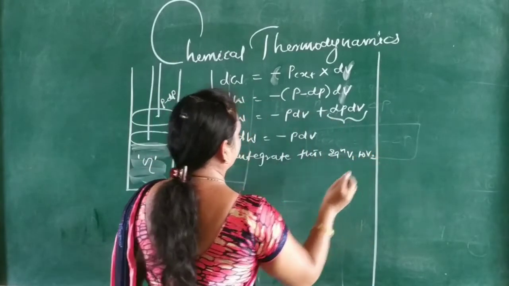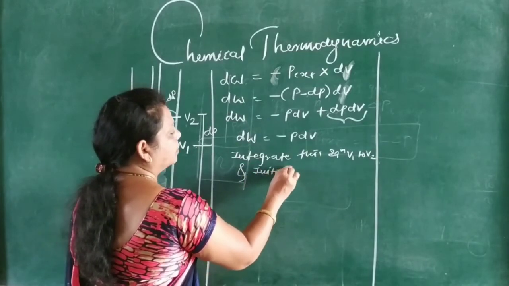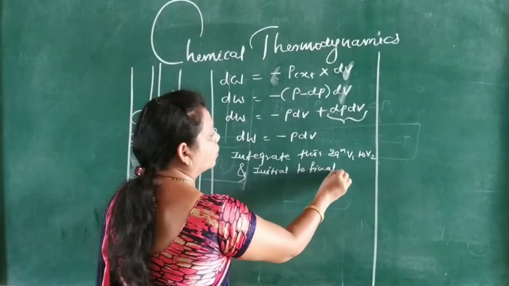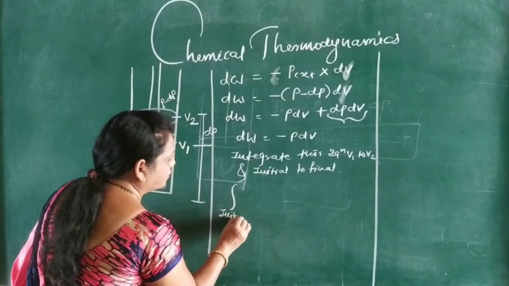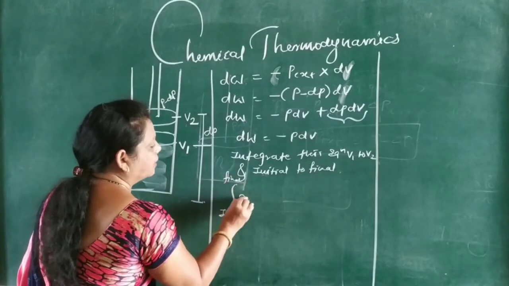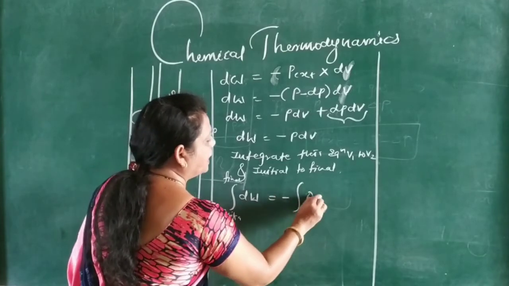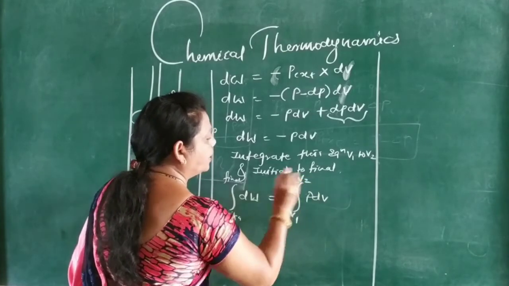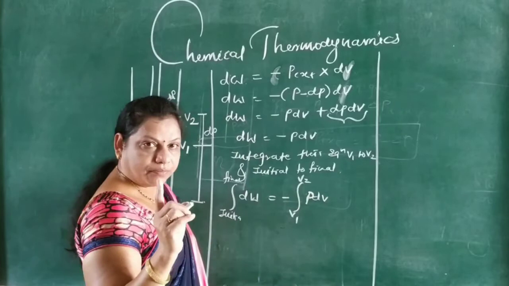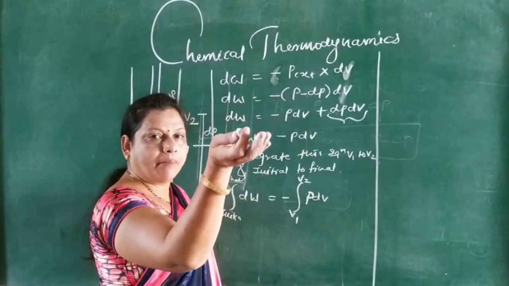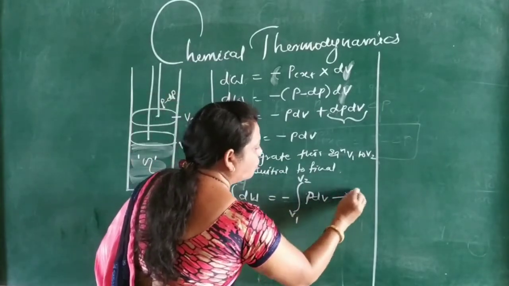from V1 to V2, that is, the work done from initial to final. So the integral of dW is equal to minus the integral of P dV from V1 to V2. This pressure is not constant because it is variable, P minus dP, the external pressure. This is equation number 1.